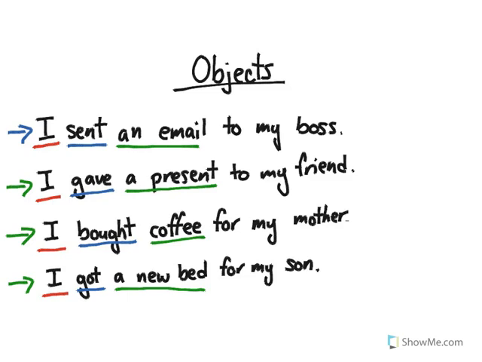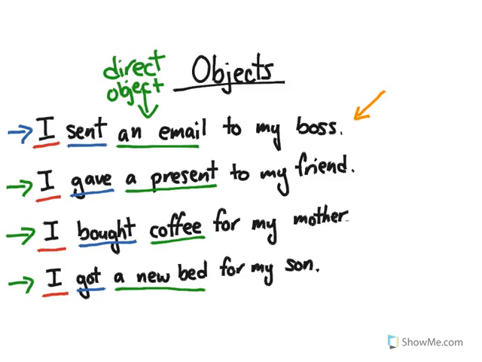Okay, so in some sentences, that's all you need. We call this a direct object. So the direct object comes right after the verb in this sentence. However, in these sentences, we would like to add even more information. Let's take a look at this first sentence again. I sent an email.